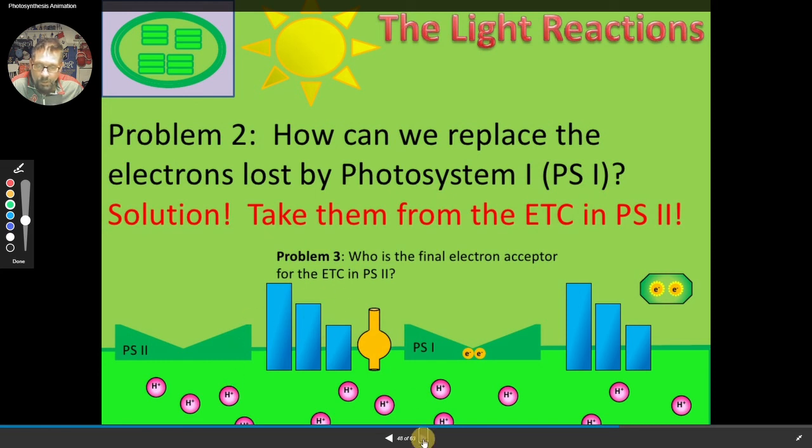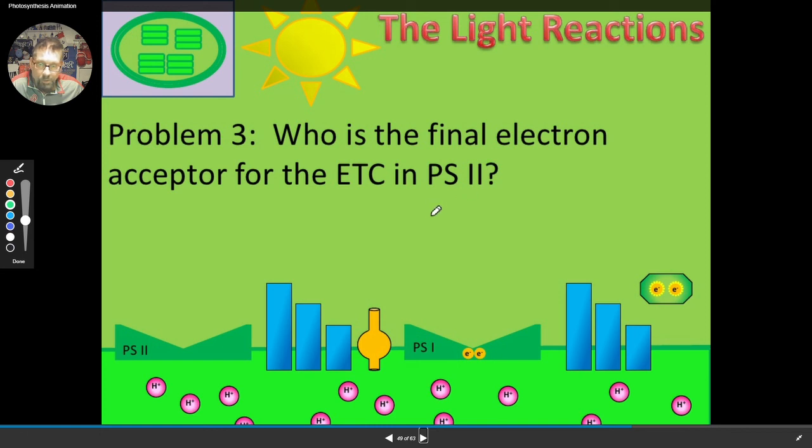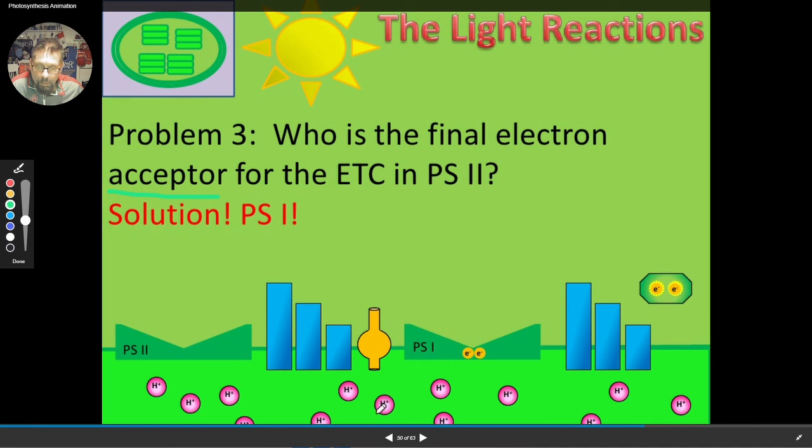And now our next question. Who's the final electron acceptor for the ETC in PS2? In other words, who brought them over to here? And again, we know who that is. Okay, PS2, PS1. Oh, acceptor. Yeah. I was thinking transport for some reason.